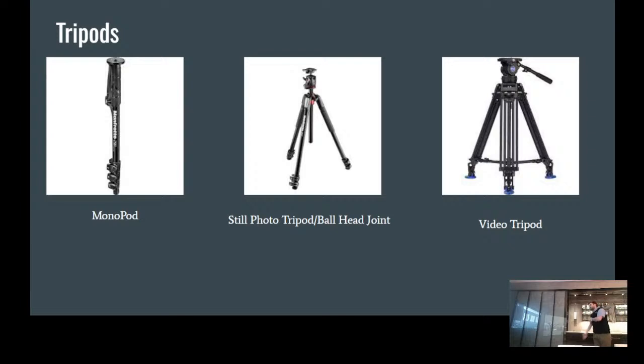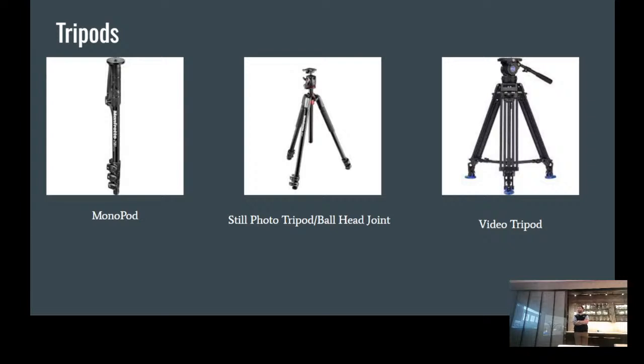Probably not. When you're doing still photo, a tripod or a ball head joint tripod is going to be the better way to go. It's going to offer you the most stability. It's going to offer you a rotational ball head so you can really get the camera angle that you're trying to get. Overall, it's just going to be a little bit easier on the user as far as stability goes versus a monopod. And then there's video tripods.